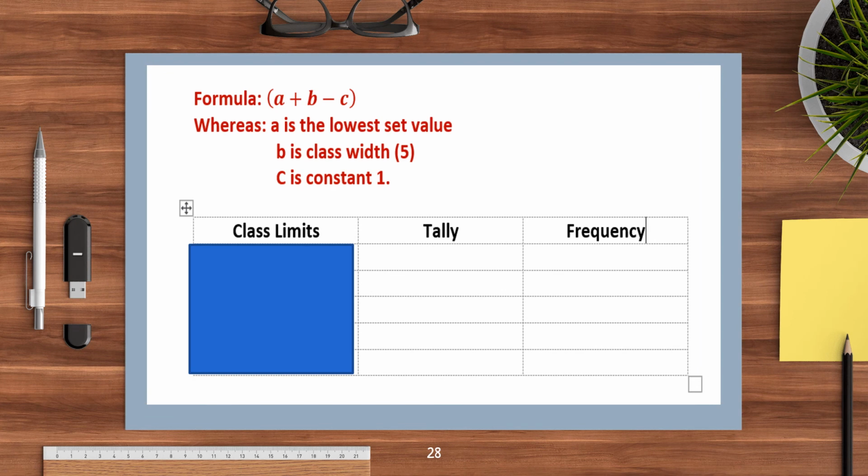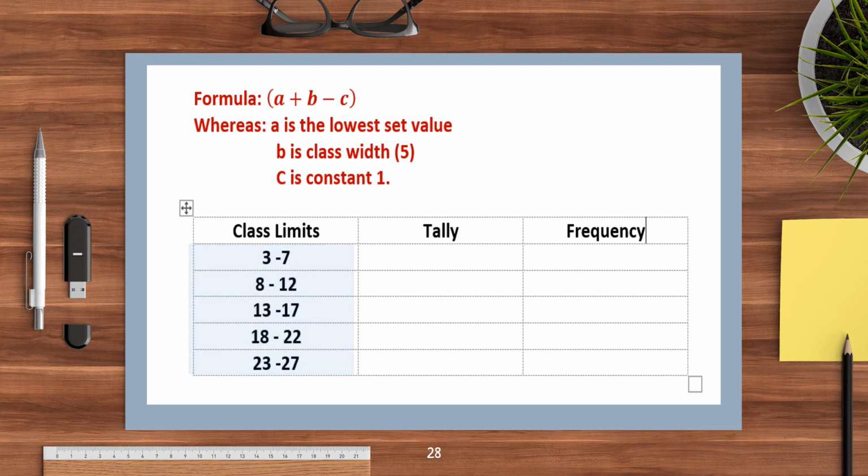Okay, did you get it right? So let's check. From the given formula of A plus B minus C, A is the lowest value or the next number after the lowest value, B is the class width, which we chose as 5, and C is the constant 1. So there you have it. If you got it right, we have 3. Let's try to compute it. 3 plus 5 minus 1 equals 7. 8 plus 5 equals 13 minus 1 equals 12, and so on.